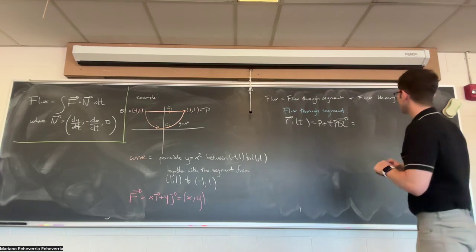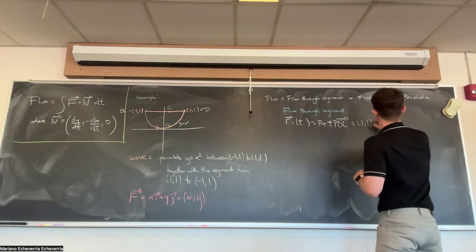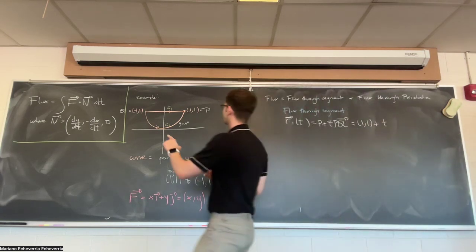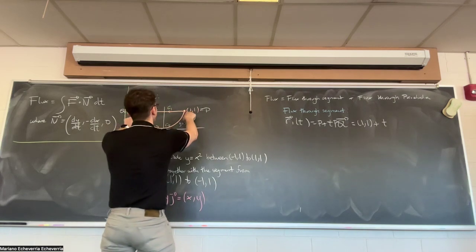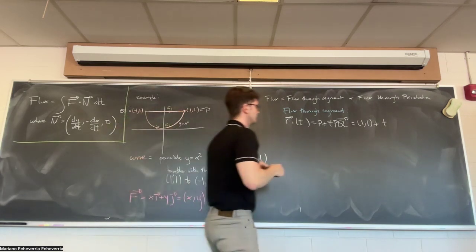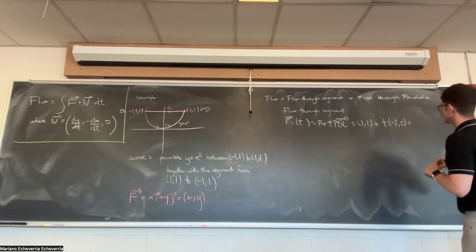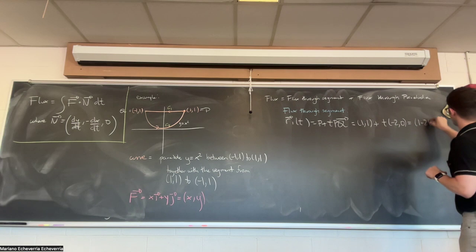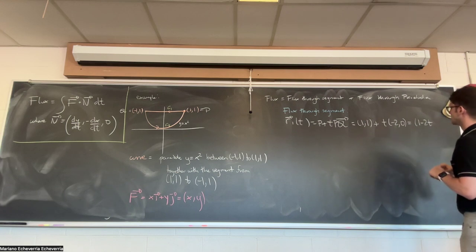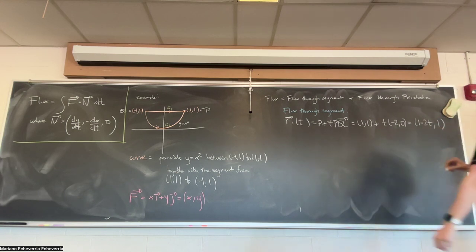The point is (1, 1). And the vector, if you subtract these, gives you (-2, 0). So that gives you (1 - 2t, 1). Okay, that is a parameterization of this line segment.